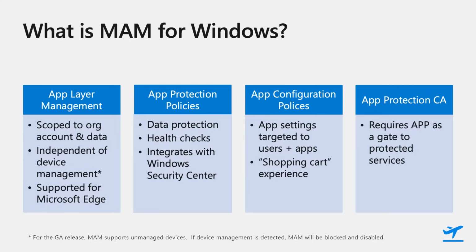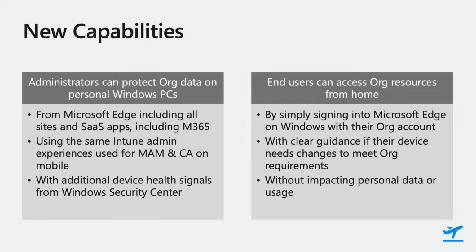The final component is App Protection Conditional Access. This extends the capabilities of Entra ID's Conditional Access feature to ensure that MAM is deployed and enforced on the end user's device before they can get access to protected resources, such as your Exchange Online email or your SharePoint Online document repositories. Let's look at the new capabilities now in a little bit more detail.